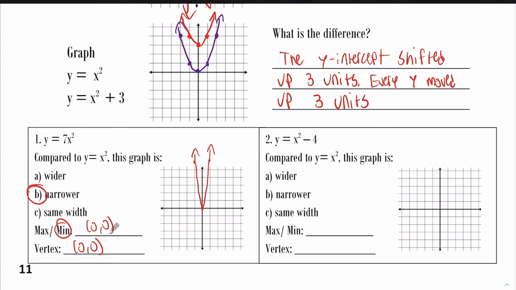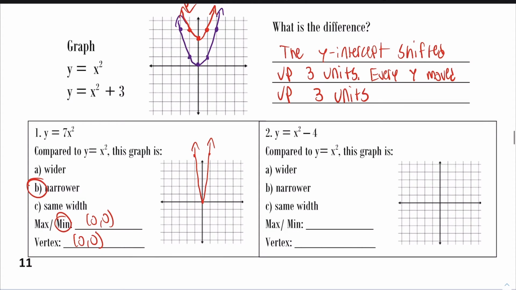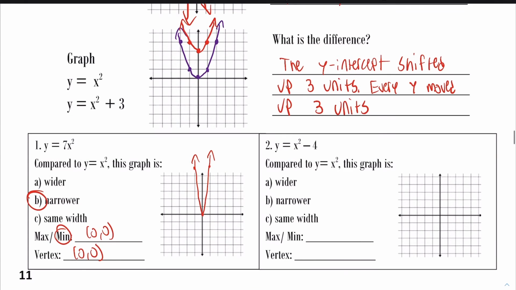The reason I want you to do both of those things, even though it's the same answer, is because sometimes they're going to ask you for the minimum or the maximum in a word problem. Sometimes they'll just ask you for the vertex, and then you should already know what the vertex is. If they ask you the minimum or maximum, just practicing, knowing that that's the same thing as the vertex, is good practice to have. Let's check this second one.